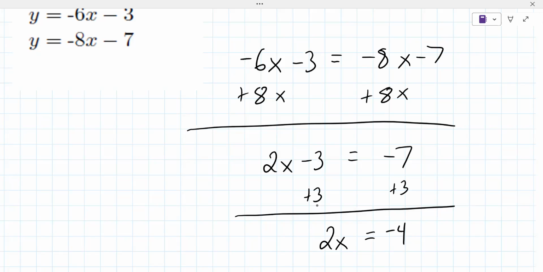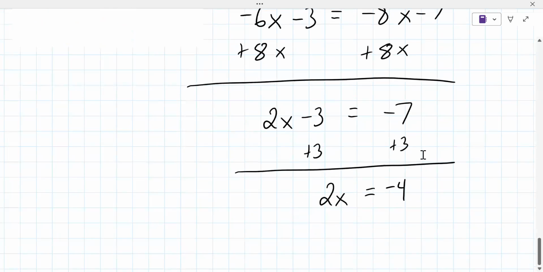Okay. So you add 3 to both sides. 2x equals minus 4. And then divide by 2. Yes. I did the subtracting and the adding on the calculator. I must have pressed the wrong button when I got the wrong answer. So that's negative 2.